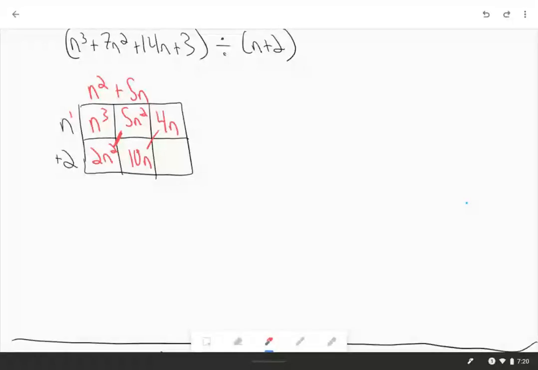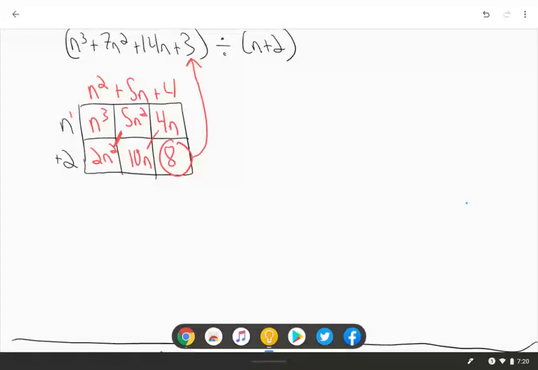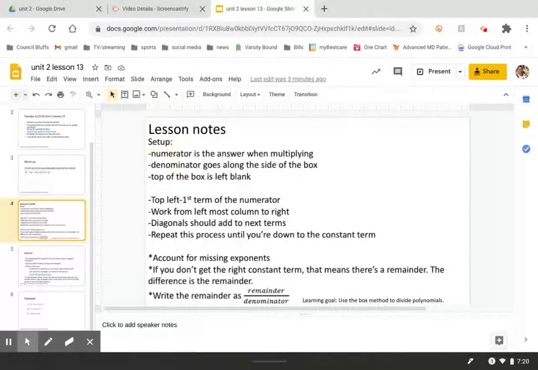We'll do this one more time. So this will have to be 4, right? n times 4 is 4n. 4 times 2 is 8. And you can see we get down to the end here. I got a constant term of 8, but the constant term in the original problem was 3. Okay, so when that happens, as it says in the lesson notes, there's a remainder.